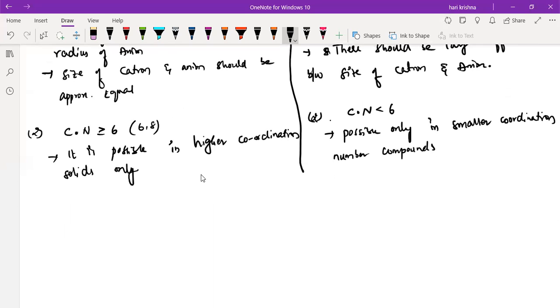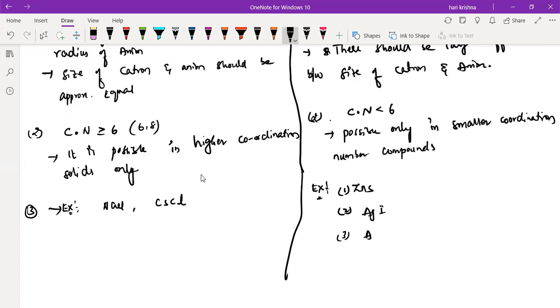Okay, if you want examples, first we'll write NaCl and CsCl. These two will show the Schottky defect. Examples for Frenkel are ZnS, AgI and AgBr. AgBr is very, very important because it will show both the Schottky as well as the Frenkel. So they will ask in the exam, which silver halide will show both Schottky and Frenkel defect? What is the answer? AgBr. AgBr is the silver halide that will show both Schottky as well as the Frenkel defect.